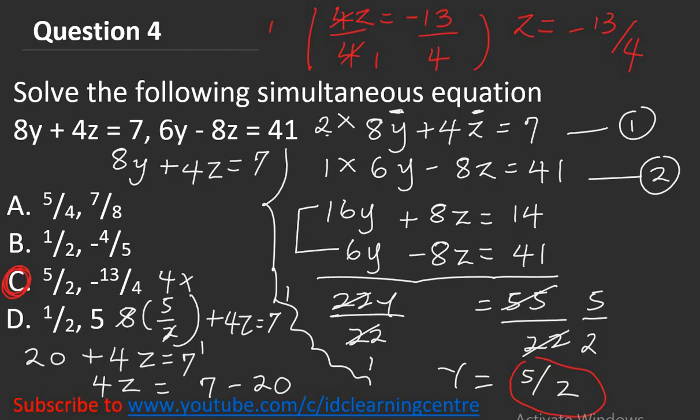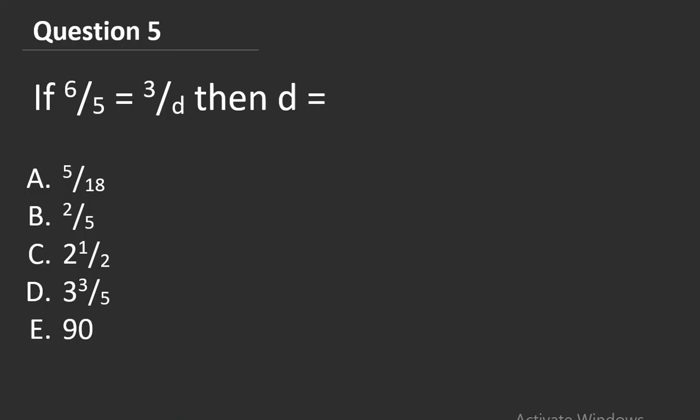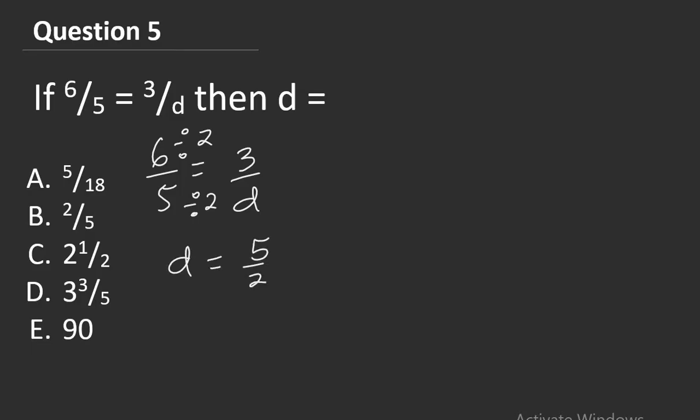Question 5. If 6 out of 5 is equal to 3 out of d, so 6 divided by 2 will give me 3. 5 divided by 2 will give me d. d is 5 over 2. This is an equivalent fraction, which is 2.5. The right answer is C.